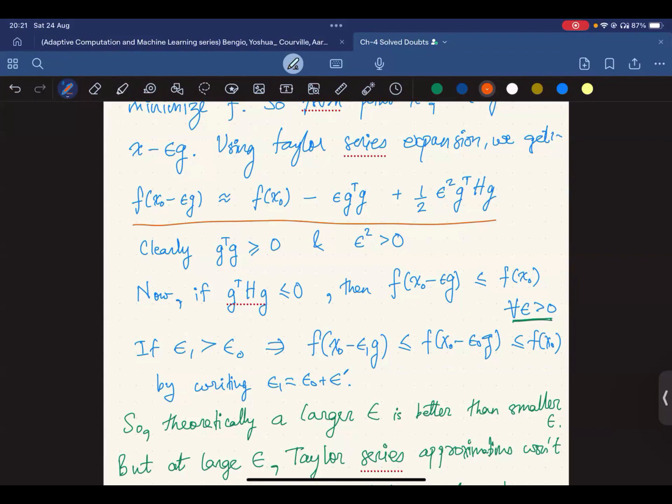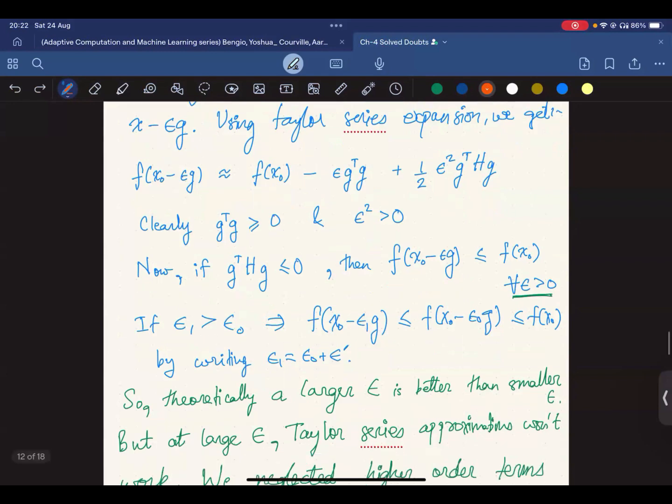We have considered the second order derivative also. So here, if you see, G G transpose is greater than or equal to 0, epsilon is greater than 0. So this term is positive, and it's being subtracted from f of x. Now if this term is less than or equal to 0, then f of x minus epsilon g will be less than or equal to f of x, because we are subtracting a positive quantity from f of x, or non-negative quantity to be precise.